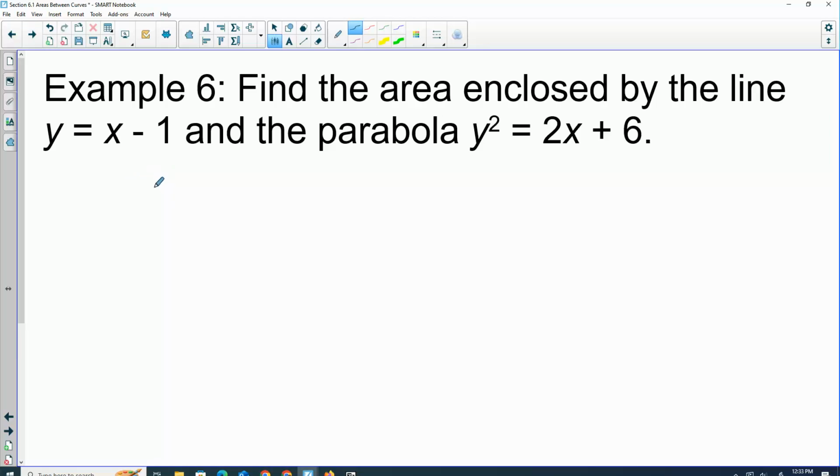So let's say I give you this. Find the area enclosed by the line y equals x minus 1, and the parabola y squared equals 2x plus 6. So here's the issue. Normally we solve for y, right? So our equations are both y equals, and then when we set up our integral, we don't have the y's. But if I'm going to solve for y, I would have to square root, and I would have a plus and a minus here. So then I really have two equations, and then I'm trying to integrate a square root, and that's not friendly.